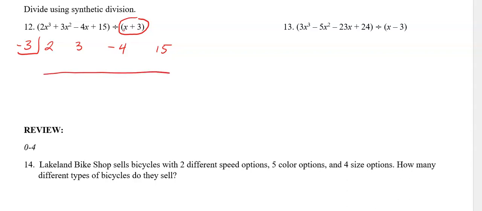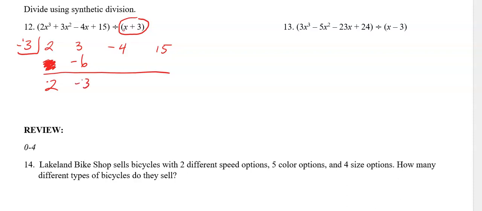Okay, so remember there's never a number right here. This is just white space always underneath this first coefficient. So I bring down that first number and then I multiply. The number under the line times the number in the house. 2 times negative 3 is negative 6, and then I add.